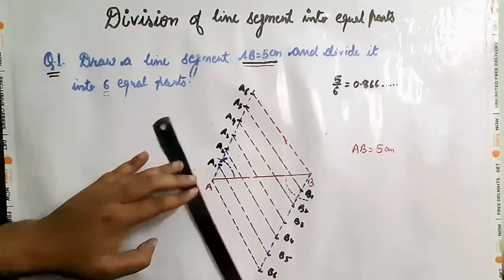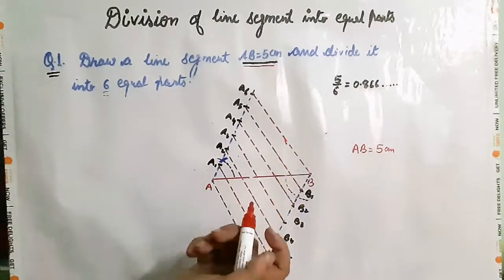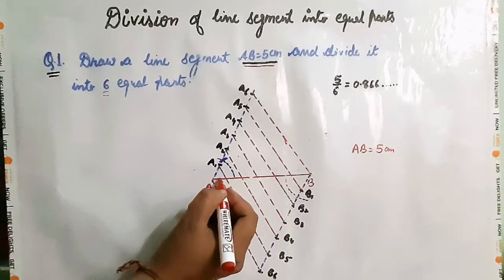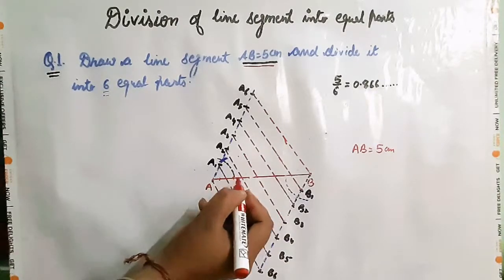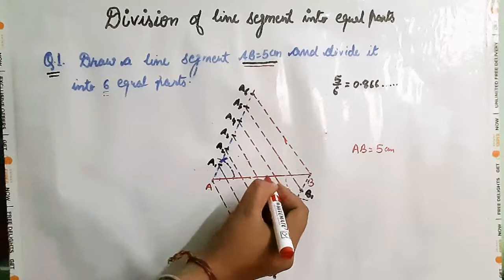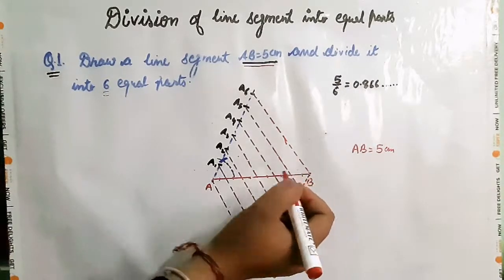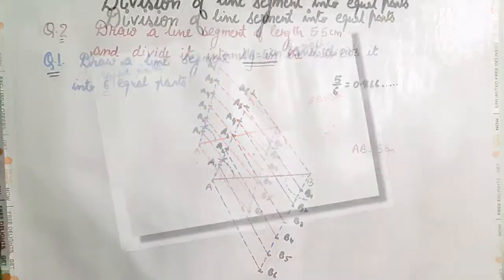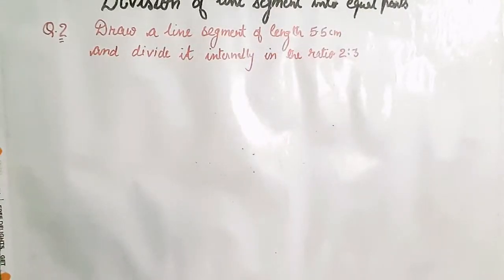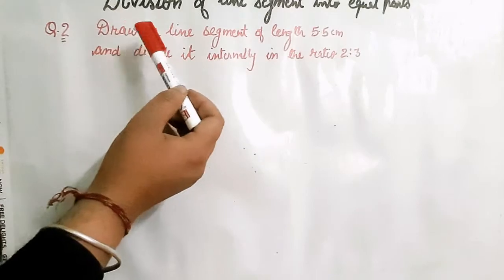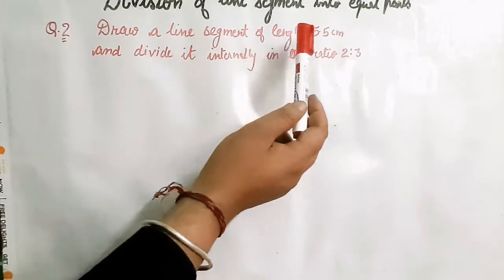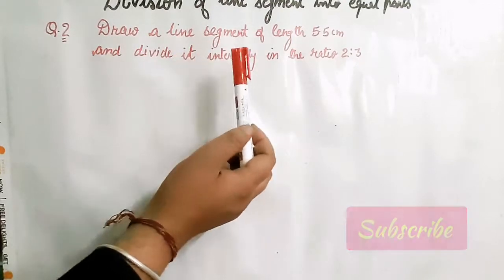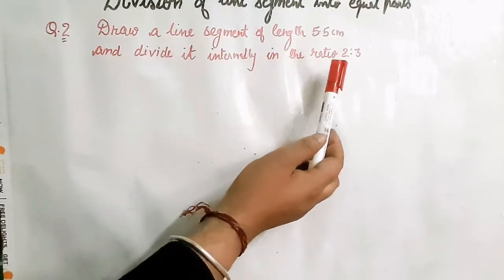So you can see all these are parallel lines, and your line segment AB is divided into 1, 2, 3, 4, 5 and 6 equal parts. This is your required construction. Now let us see one more question: draw a line segment of length 5.5 centimeters and divide it internally in the ratio 2:3.